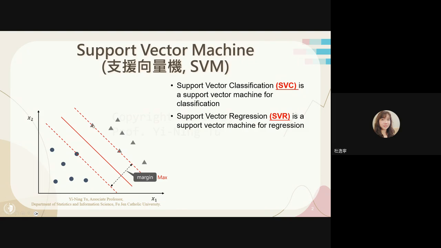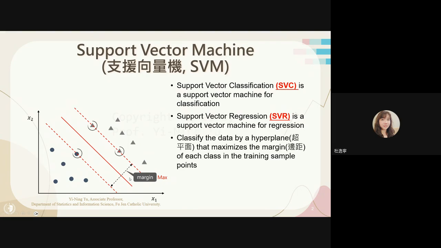So we have to find the margin. Suppose we use this red line, the margin of the two categories is maximized. 这个边际是最大的, maximize margin 边际. And the points on this part for the two categories, just like the margin, we call that support vector. So we classify the data by a hyperplane, 小平面, then maximize the margin at each class in the training sample points. So this is called support vector.